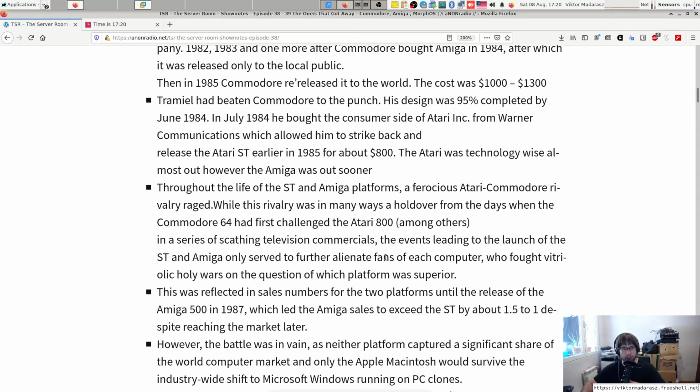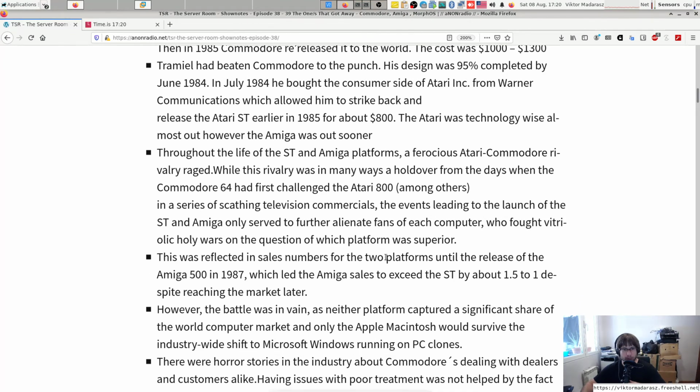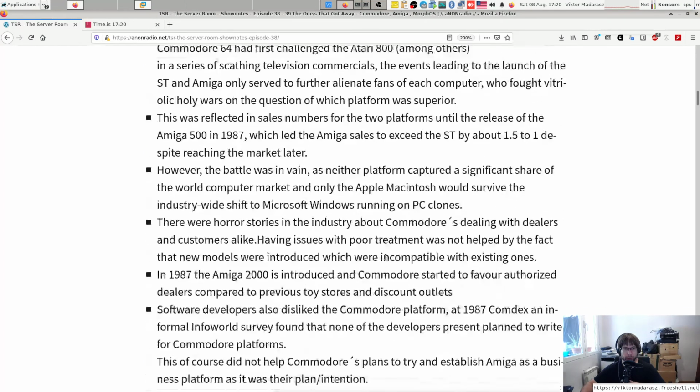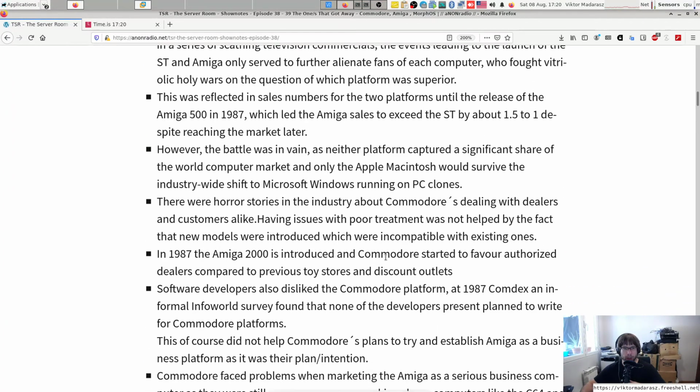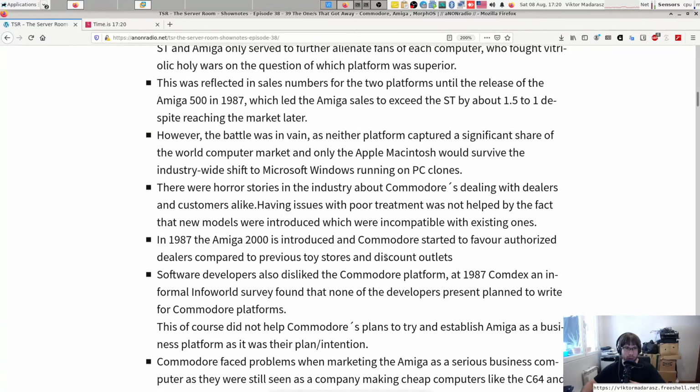This was reflected in sales numbers for the two platforms until the release of the Amiga 500 in 1987, which led the Amiga sales to exceed the Atari ST by about 1.5 to 1, despite reaching the market later. However, the battle was in vain, as neither platform captured a significant share of the world computer market, and only the Apple Macintosh would survive the industry-wide shift to Microsoft Windows running on PC clones, which is true.